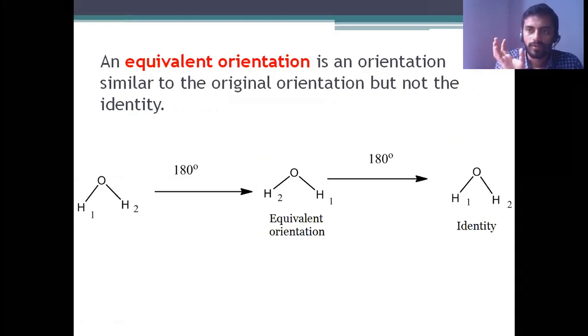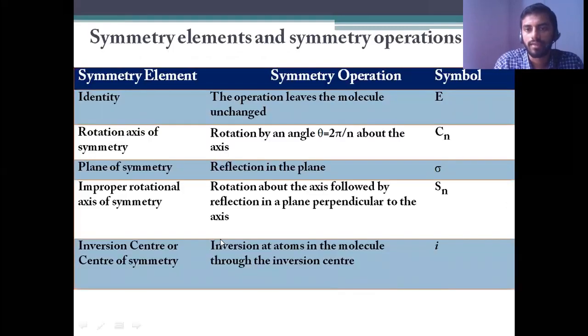We will take H2O as an example. Here H1 O H2 is there, and when we rotate 180 degrees, we get H1 as H2 and H2 as H1, and this is the equivalent orientation. If we are not marking 1 and 2, we cannot distinguish between these two, and the structure is called an equivalent orientation. And symmetry elements and symmetry operations, we can have 5 types of them.